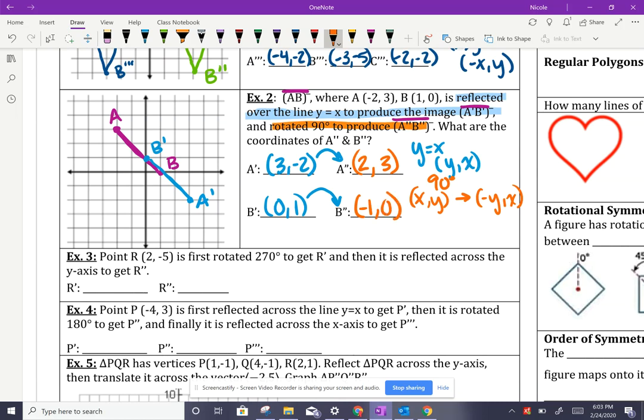So now looking at this, I'm going to graph it. I have A double prime at 2, 1, and then for B double prime, we are at -1, 0. There we go. So our line segment has moved several times all over the graph.